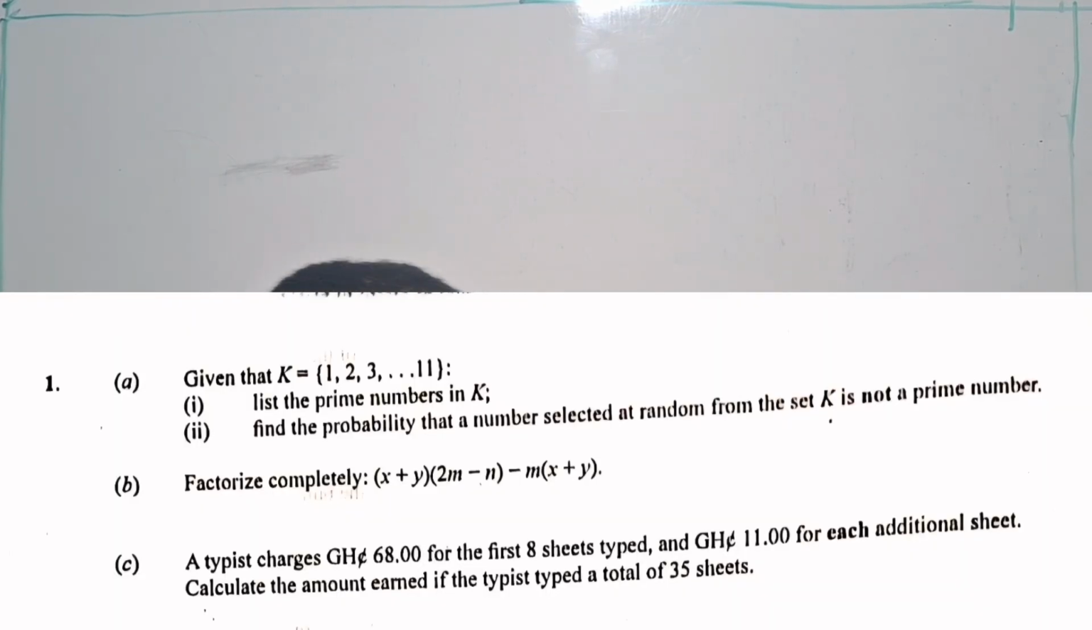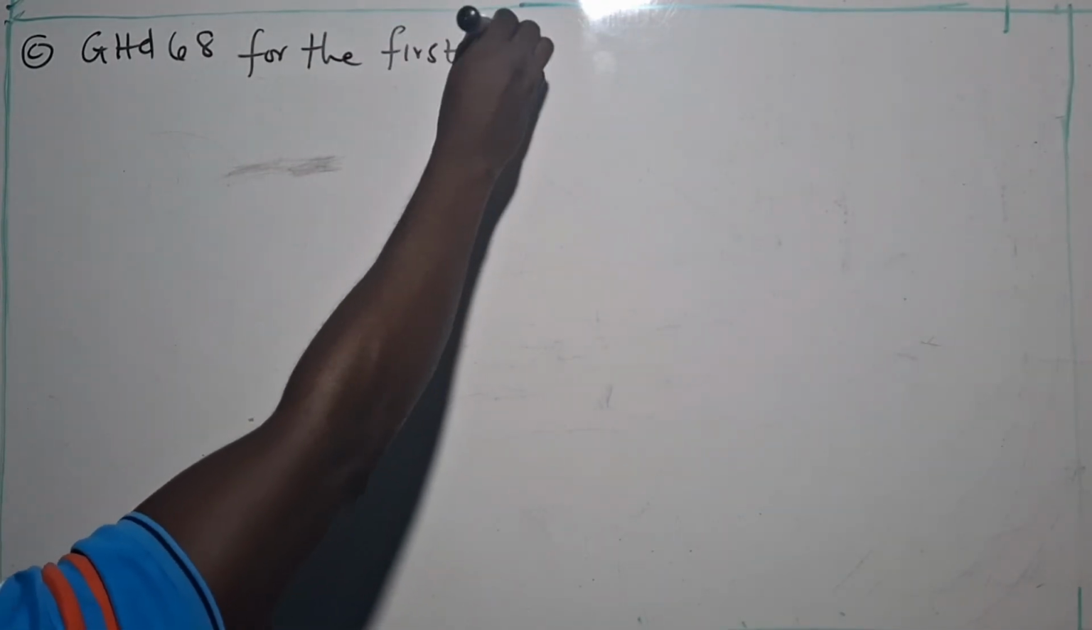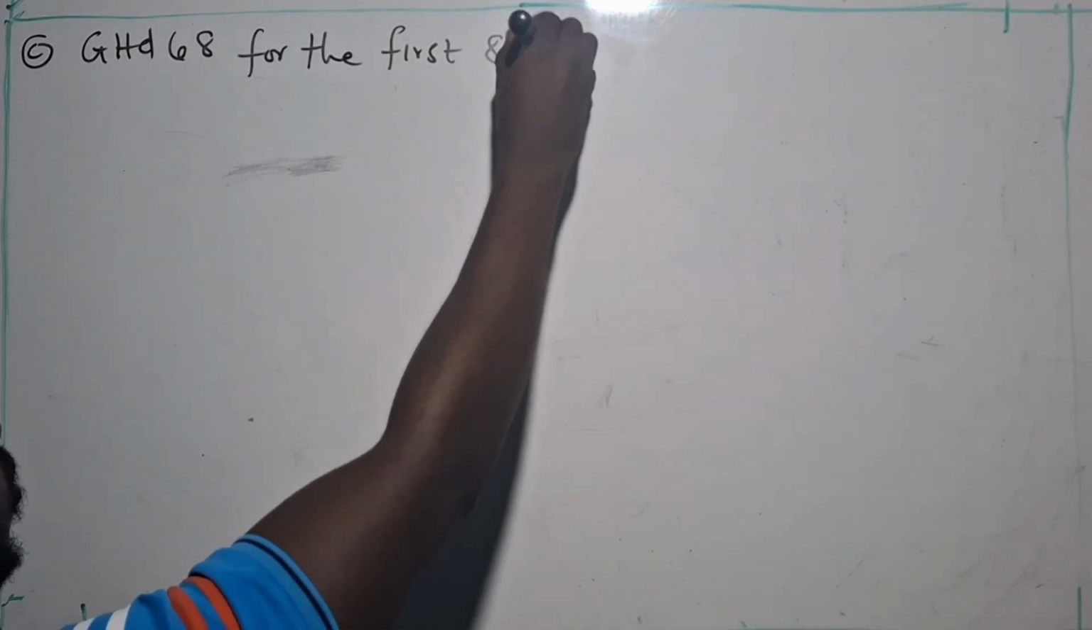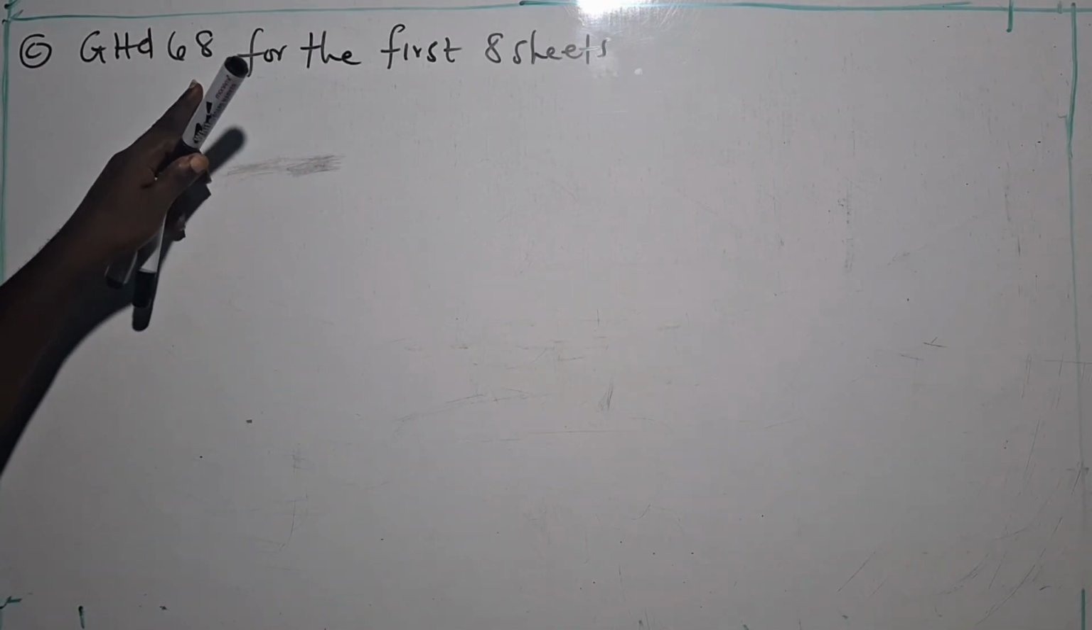So let's quickly go through the C. The C says a typist charges 68 cedis for the first 8 sheets typed and 11 cedis for each additional sheet. Calculate the amount N if the typist types a total of 35 sheets. Interesting. So you know a typist, like when you go to a printing press, those who type your questions or any document for you. His policy is that he charges 68 cedis for the first 8 sheets. No matter the number of sheets he types for you, for the first 8 he is going to charge 68 cedis.